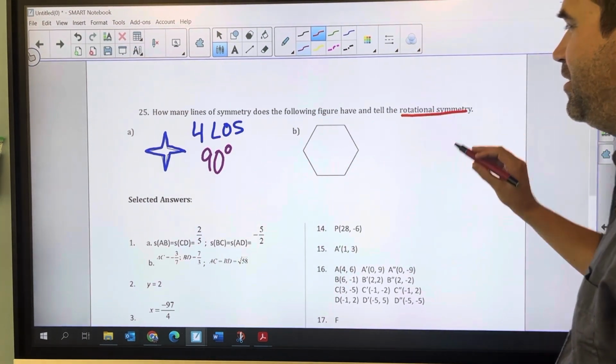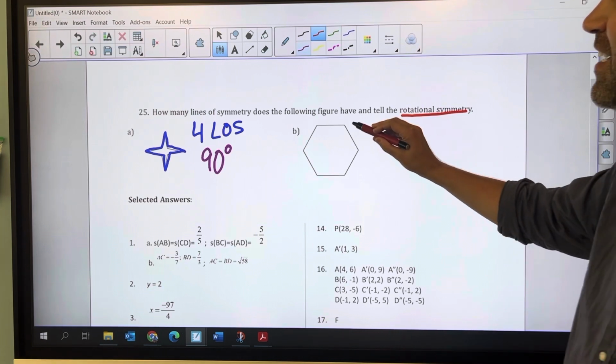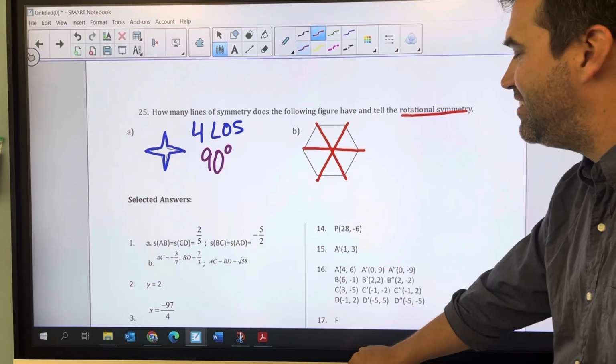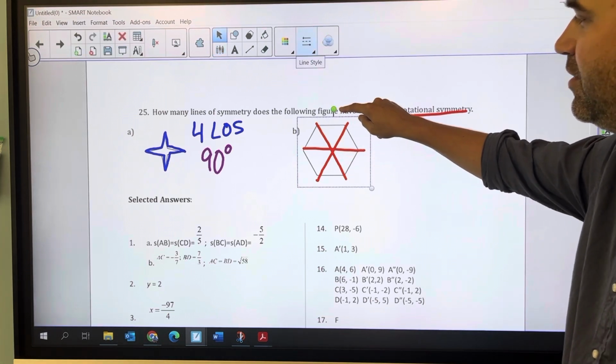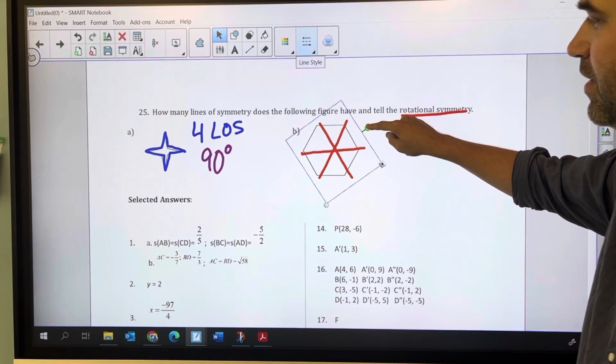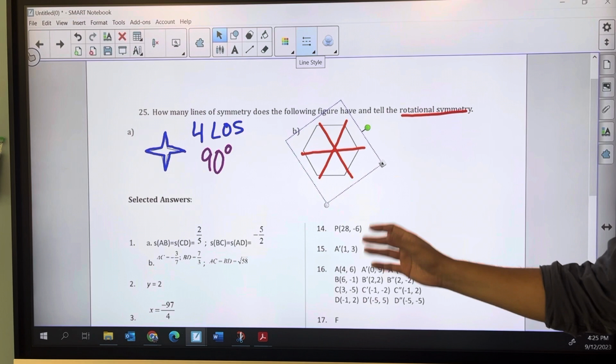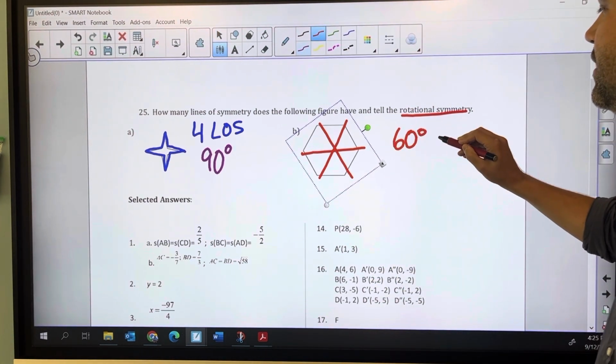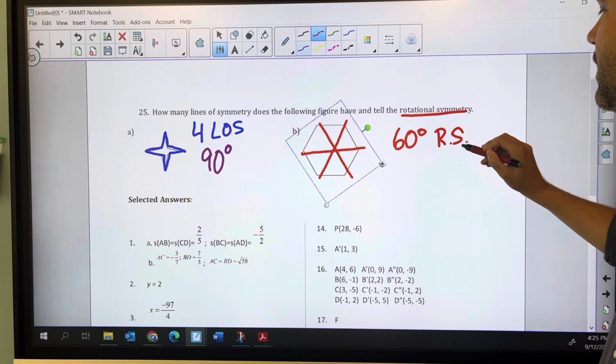So let's talk about rotational symmetry since I already went there. So each of those, let me put them back on there. Each of those is 60 degrees. And if I take those and turn them, each of those turns will give me that rotational symmetry. So I've got 60 degrees of rotational symmetry.